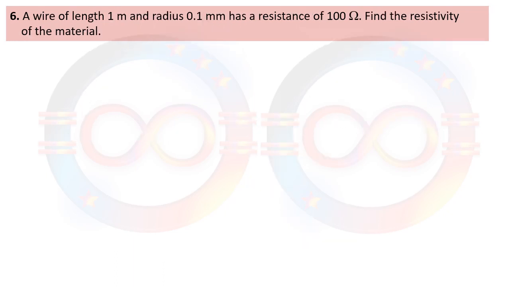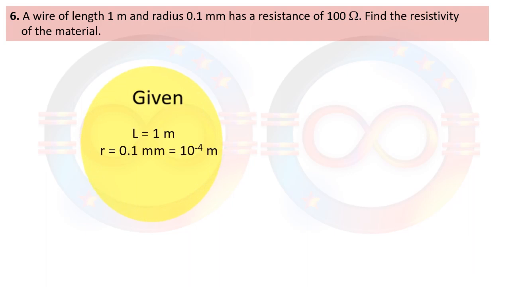Question number 6 is given a wire of length 1 meter and radius 1 millimeter. What is given is length of wire is given as 1 meter, radius is 1 millimeter, it means 0.1 millimeter, it means 10 raised to minus 4 meter, and the resistance is given 100 ohm. Question is find the resistivity of the material.